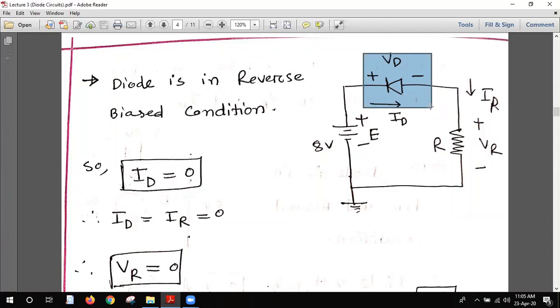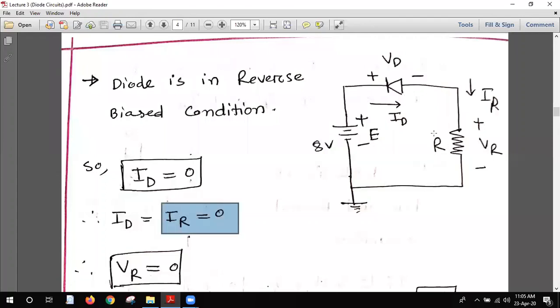So when it is reverse bias configuration, we all know that this will be an open circuit. There will be no current flow. When there is no current flow here, the current will not flow in the resistance also, because the open circuit is here. So the whole circuit becomes open and there will be no current flow. That's why the value of ID will be 0. When ID equals 0, as it is a series circuit, IR is also 0.